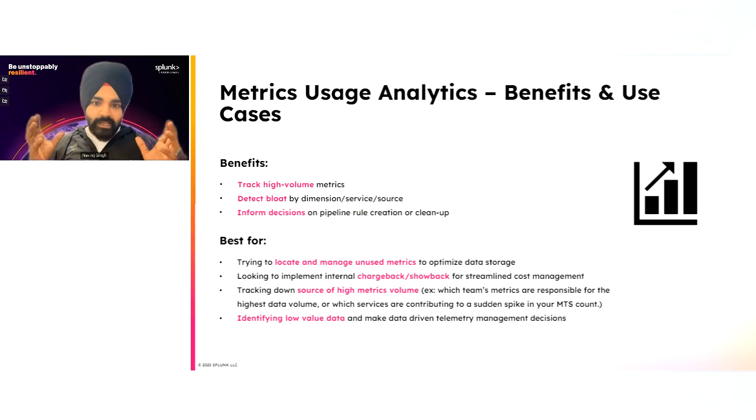The benefits. So with the metrics usage analytics, which is kind of a visibility layer, you can track the high volume metrics. We actually give you the percentage on if this metric is contributing to like 10% of the overall metrics usage. You can detect the bloat by dimension, service or source. You can filter by tokens, you can filter by dimensions. We are actively adding more and more capability and filtering and more attributes so that you have a whole data set on how you're actually using all of the metric data.